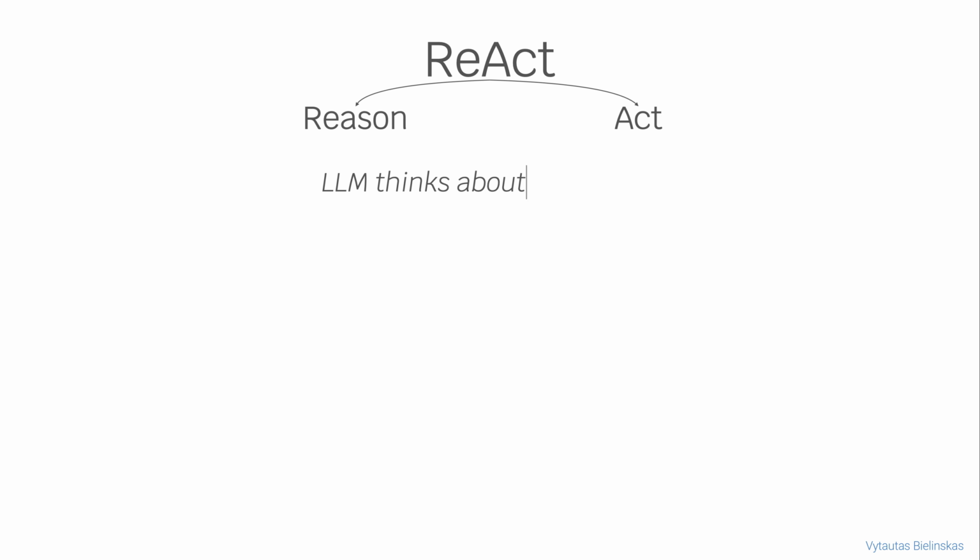The agent we're going to build from scratch is based on the ReAct pattern. ReAct stands for reasoning plus acting. In this pattern, an LLM first thinks about what to do. Here on the left side of the diagram, we have reasoning traces and thoughts.